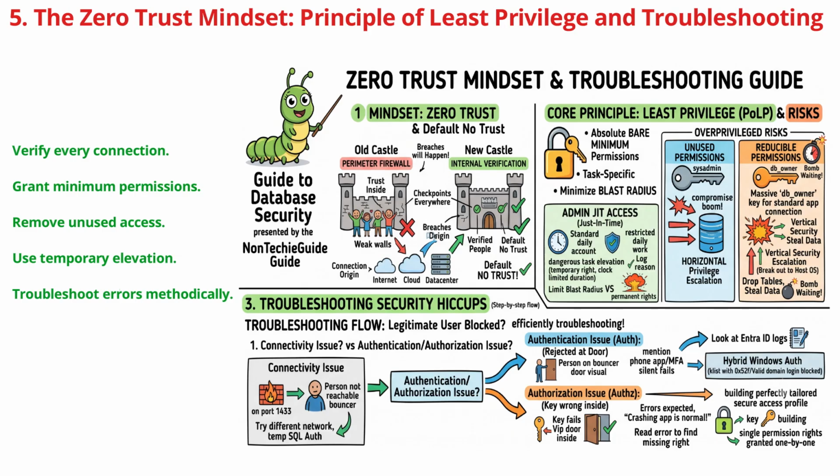And when strict security inevitably blocks a legitimate user, don't panic. Use our step-by-step troubleshooting flow to efficiently determine if you are facing a network connectivity block, a failed authentication at the front door, or an authorization issue where they simply need a specific key.